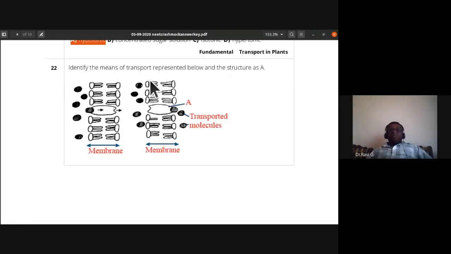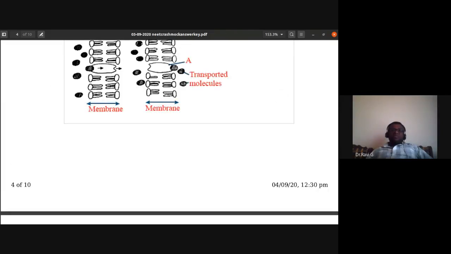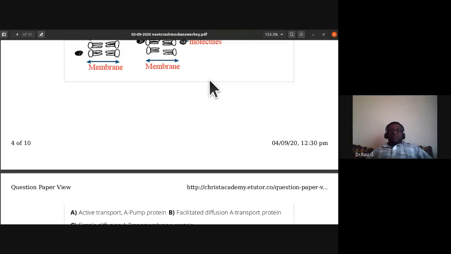Identify the means of transport represented below and the structure A. So identify this means of transport. From the membrane, the molecules are taken up and liberated inside the cell. These are the transported molecules, and what is A? So there is the type of transport and A, both you should identify.